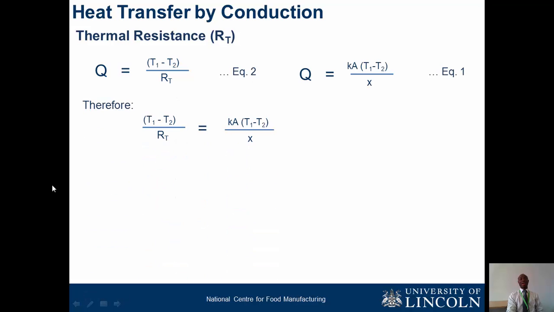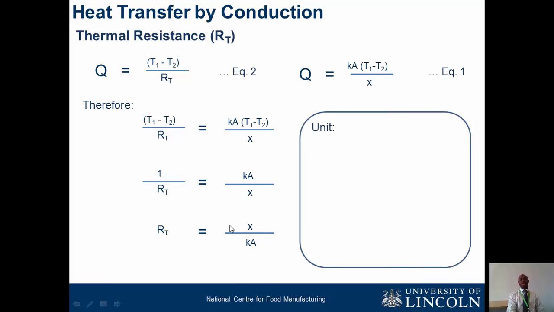So we can say that T1 minus T2 over RT from equation 2 equals KA (T1 minus T2) over S from equation 1. Now we can see that T1 minus T2 is common to both sides, so they can cancel out each other. So we have 1 over RT equals KA over X. So our RT will be X over KA. Now how do I get this? From here, if you cross multiply, you have RT KA equals X. So when you divide both sides by KA, KA cancels KA on one side, and KA goes to the other side of the equation as denominator.